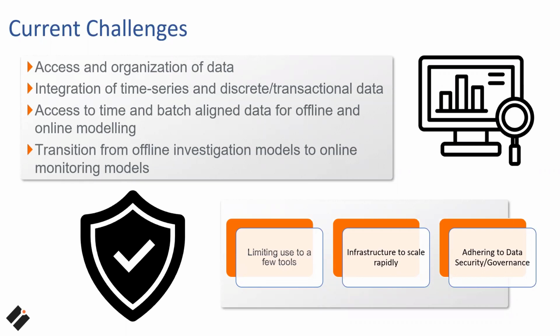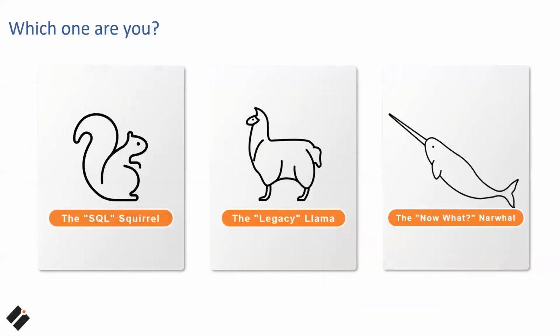So the solution and workflows that we're going to demonstrate now are streamlined and built to address these challenges out of the box. What we're going to do is essentially look at our customers. Now, we have labeled our most commonly encountered situations under these three personas: the SQL Squirrel, the Legacy Llama, and the Now What Narwhal. These are instances that we've seen prevalently over the past few years in the pharmaceutical, food and beverage, specialty chemicals, metals and mining, and even oil and gas as well.